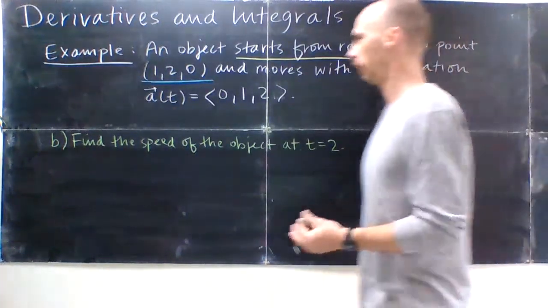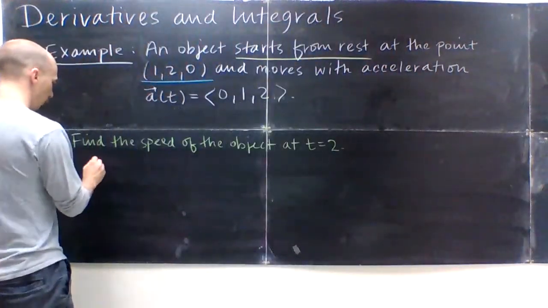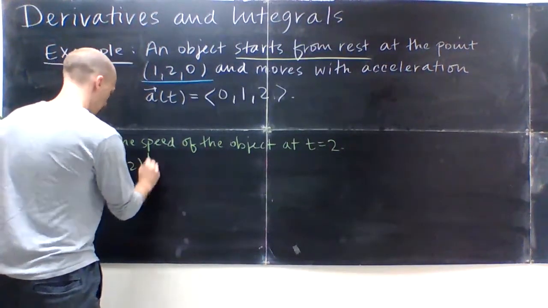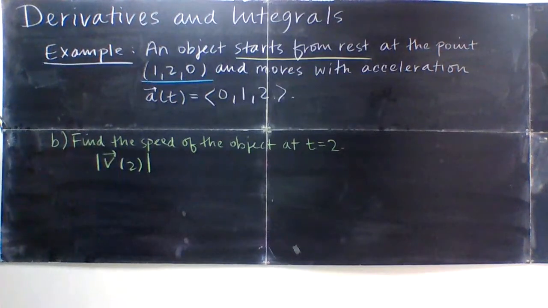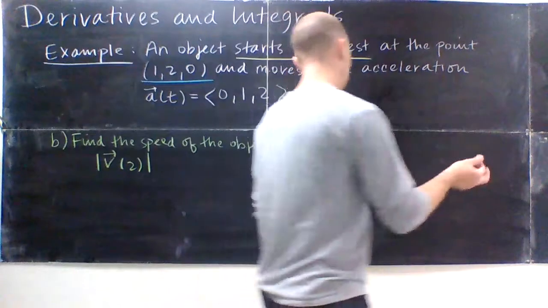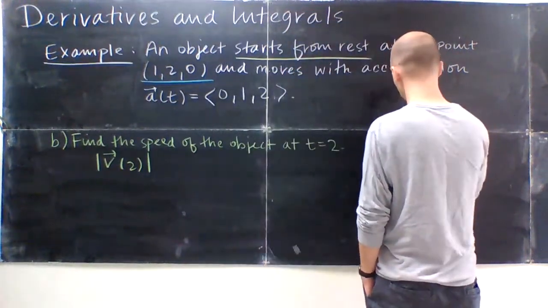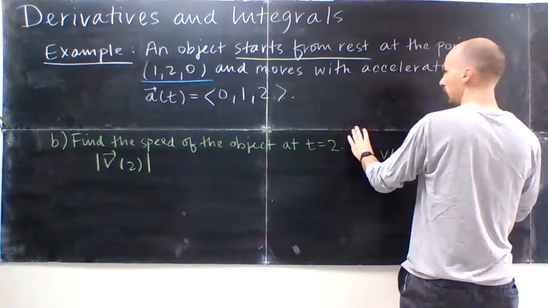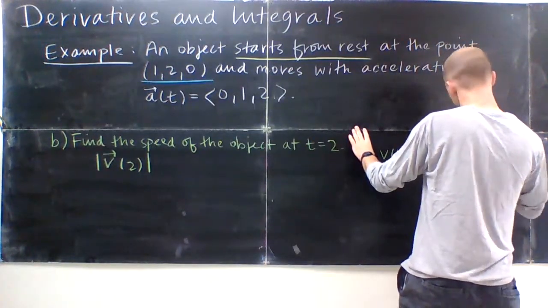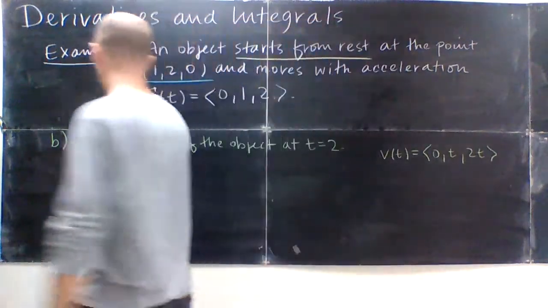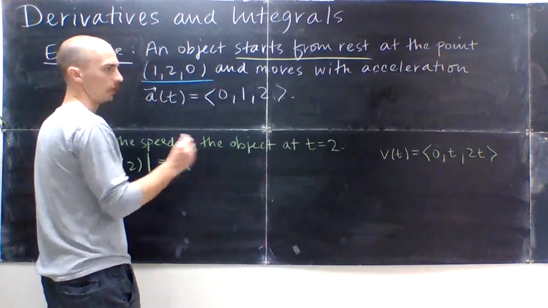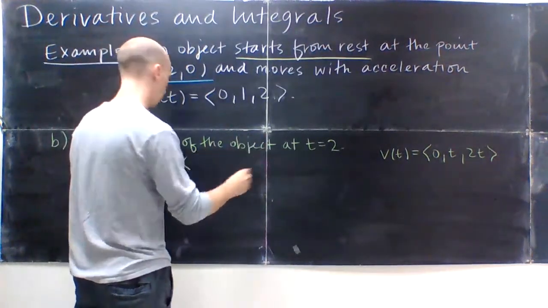It's just going to be the length of v of 2. Okay, so we are hoping to find the length of v of 2. Now I'm realizing that I don't have v of t written down here, but it won't be too hard for me to remember. v of t is equal to 0, t, and 2t, because of it starting from rest. It's going to be the length of the vector 0, plug in 2 for t, 0, 2, 4.